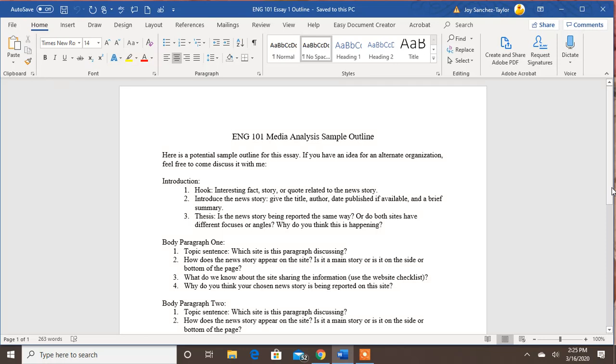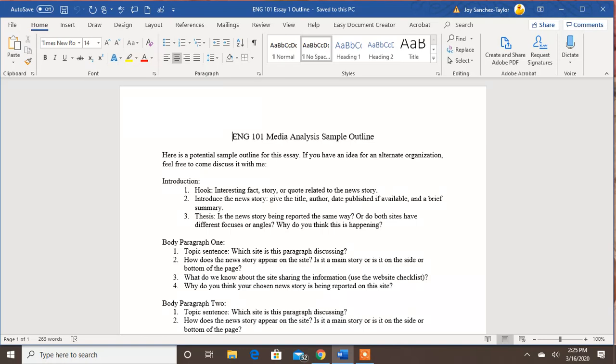This week you'll be working on your outline. Again, you don't have to put every piece of information that I've put on this outline in the order that I've put it. This is one way to organize. You don't have to write multiple sentences per each topic. You just have to give me enough information that I understand what's going on, right? So again, for something like number 4, why do you think the news story is being reported this way on this site? You can give me a brief summary and then you'll expand on that information in your actual essay.